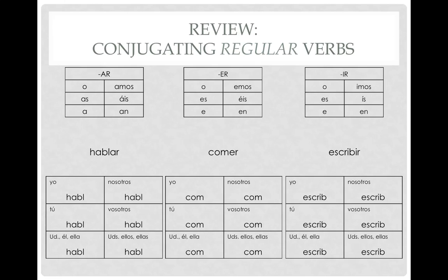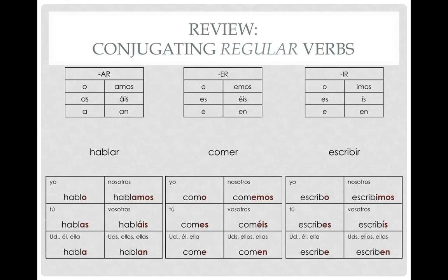If we take a verb like hablar, which is an AR verb, we add our stem HABL through all of the forms. Comer is an ER verb. Again, we start by just writing the stem, COM, in each of those forms. And the same thing for escribir, which is an IR verb. Our stem is escrib. Then we add our endings.